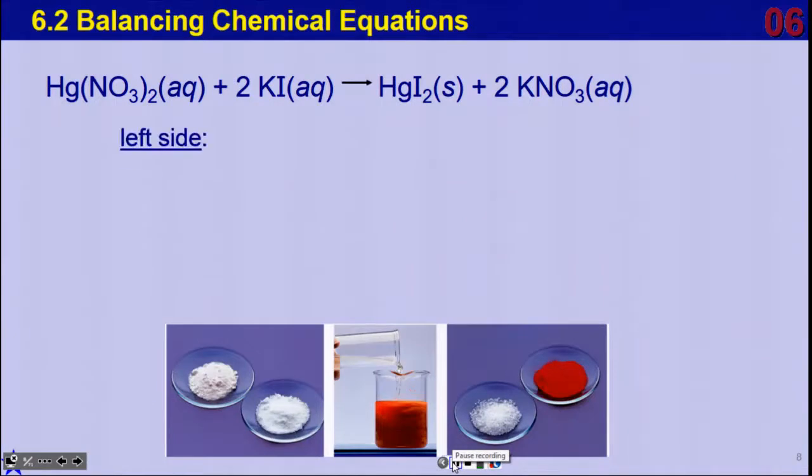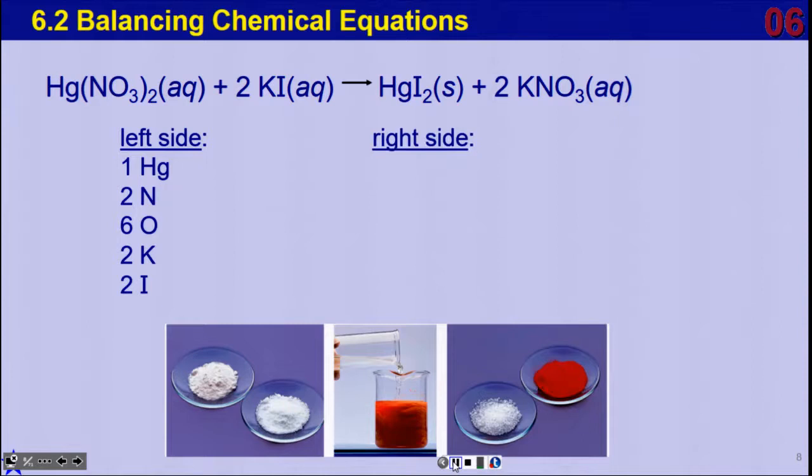So the left side, we're going to look and see 1 mercury, 2 nitrogens, 6 oxygens, 2 potassium, 2 iodine atoms. On the right side, then we'll have again 1 mercury, 2 iodine, 2 potassium, 2 nitrogen, and 6 oxygens. It might be in a different order, but it's all the same things, and the equation should be balanced as we expect.